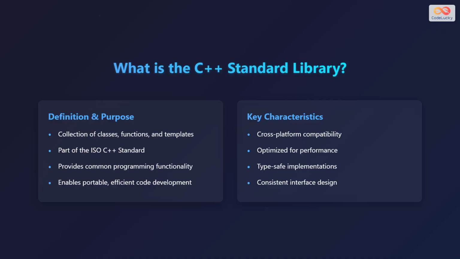So, what exactly is the C++ standard library? It is a collection of classes, functions, and templates that are part of the ISO C++ standard. It provides common programming functionality, enabling portable and efficient code development. Key characteristics include cross-platform compatibility, optimized performance, type-safe implementations, and a consistent interface design.